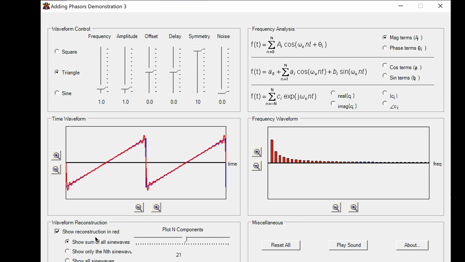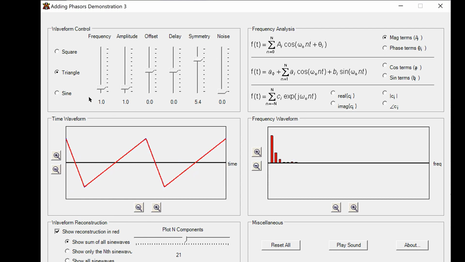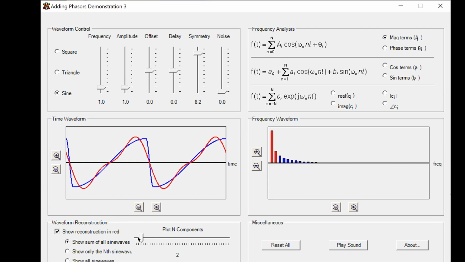But I promise you that it will still work no matter what kind of waveform you have. We can even do weird things with sine waveforms. Now, since this waveform is a distorted sine, it doesn't take many sums at all before you get a really close approximation to this. After maybe just 13, it looks almost identical.